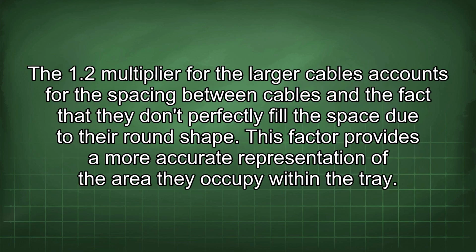The 1.2 multiplier for the larger cables accounts for the spacing between cables and the fact that they don't perfectly fill the space due to their round shape. This factor provides a more accurate representation of the area they occupy within the tray.